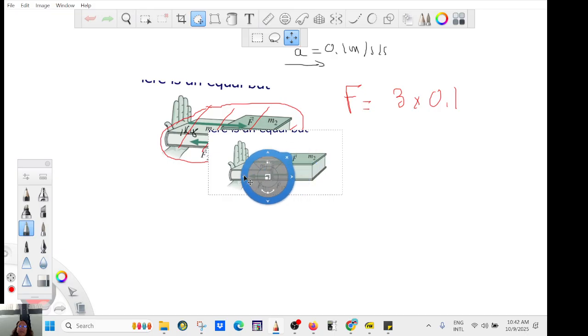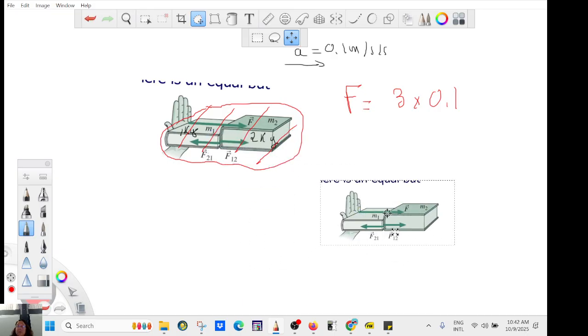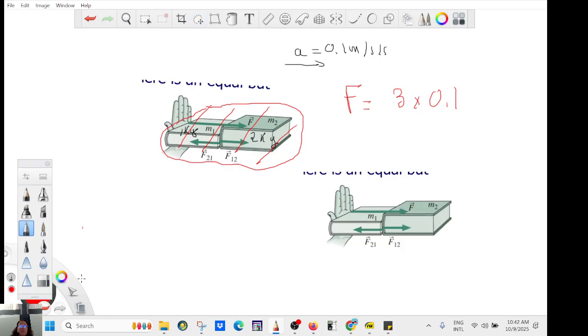Now, if you want to find the force between the two books here, then you have to change your system. Now you're going to place this book in that bag here. The hand is not touching it. The only thing touching that book is the other book. Right? So this book is pushing this one. So then you apply Newton's second law again. That will be the external force 1 to 2 equals the mass of your bag, which is 2, times the acceleration, which is the same, of course, 0.1. Okay, so that will be 0.2 Newton.